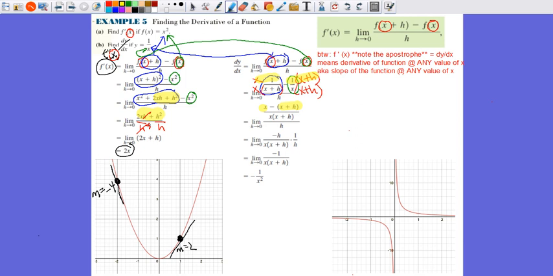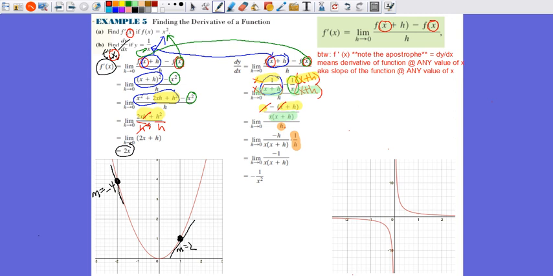Let me use a green highlight. And they're going to rewrite this divided by h as times 1 over h, just like dividing by 5 is the same thing as multiplying by 1/5. And the x's cancel, because x minus x is 0, and the negative gets distributed to h, and that's how they got negative h over here.